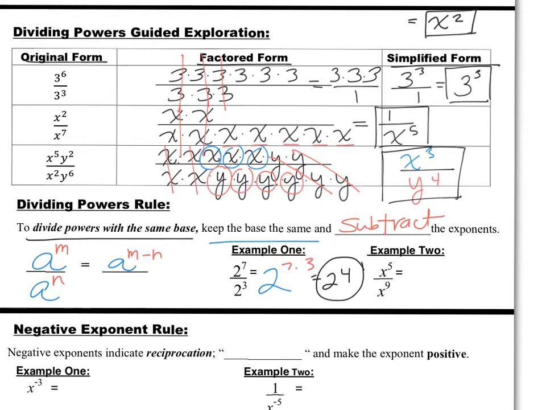In our second example, we're going to follow the same rule, and we're going to keep the base the same, and we're going to subtract our exponents. So what we find is we get x to the negative 4th power. Notice now we have a negative exponent rule we're going to talk about. That's going to apply to example 2.